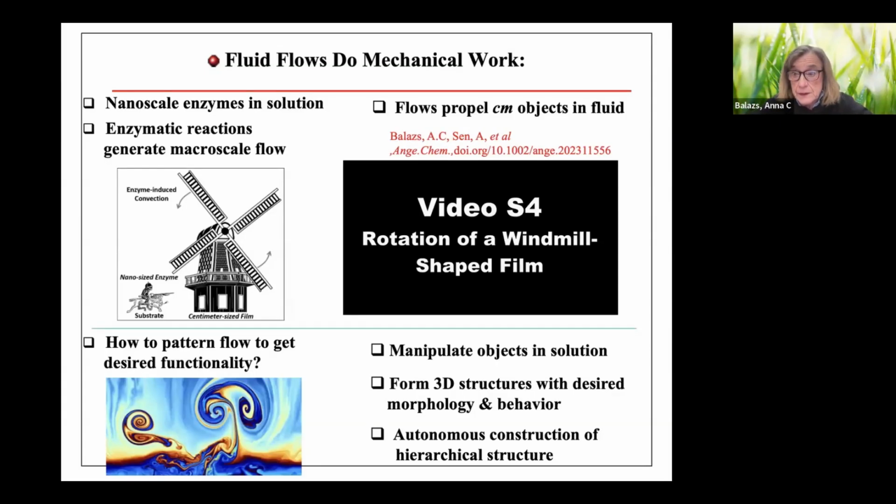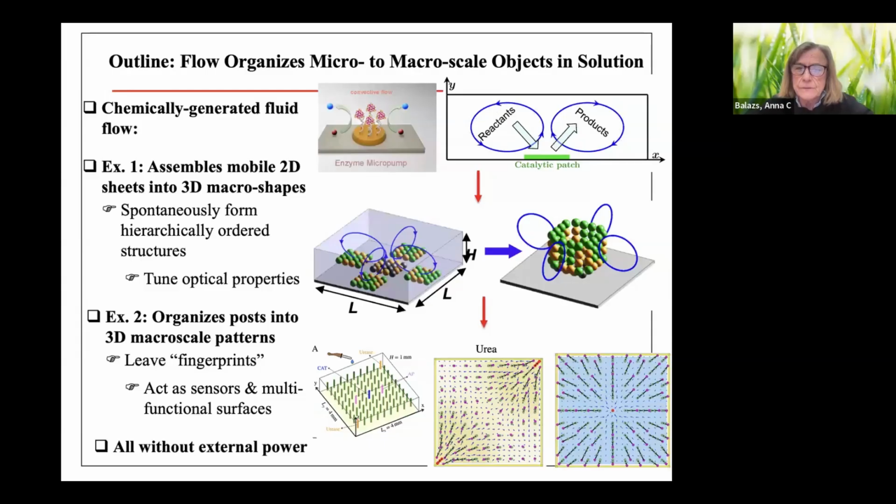So that's really exciting. But the question you have to ask is, how can I pattern the flow to get it to do what I want? How do I pattern the flow so that I can manipulate objects in solution, I can form these 3D structures, or I can get hierarchical structures, just like the ones you saw at the beginning. And so that's the challenge.